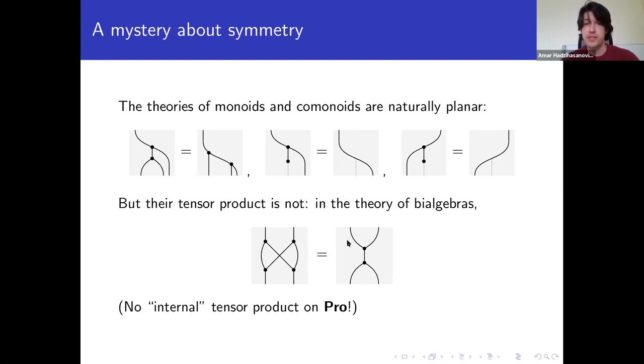However, if we take their tensor product as props, it's no longer a free prop on a pro. In fact, the theory of bialgebras is their tensor product. In the typical presentation of this theory, there is this equation pictured here, where on the left hand side we have a braiding that we can't eliminate. This tells us that there is no internal tensor product on pros, and there is no clear way that we can just mimic the definition of the tensor product of props to get something on pros. There is no sensible way that we can define an internal tensor product on pros like this.